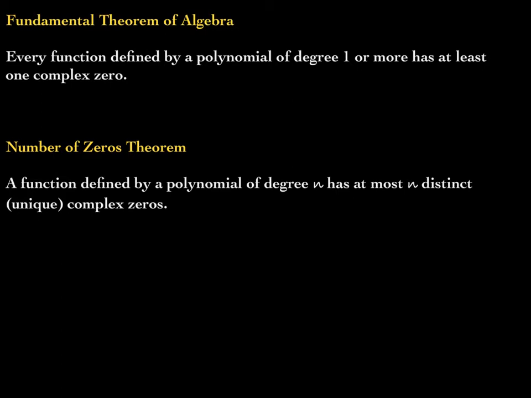Okay, now we must also understand that a function can have only real zeros, or it can have only non-real complex zeros, or it can have a mixture of both, okay, a combination of both.